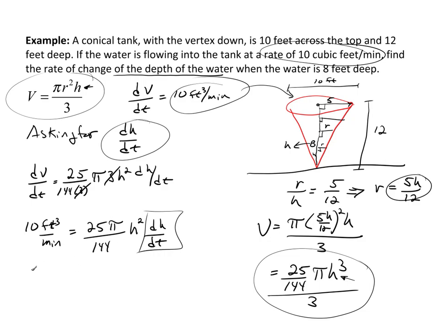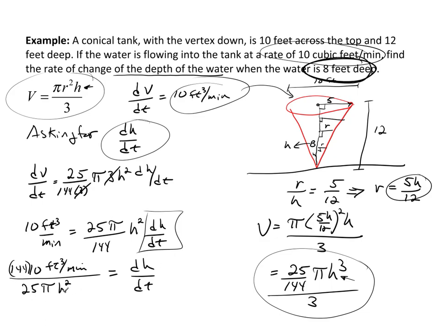That means, see, 10, and I'm going to keep all my units with me this time, cubic feet per minute, and this would be multiplied by 144, and then divided by 25π h squared is equal to dh/dt. Now it wants to know the rate of change when the water is 8 feet deep. Well, that means h is 8 feet.